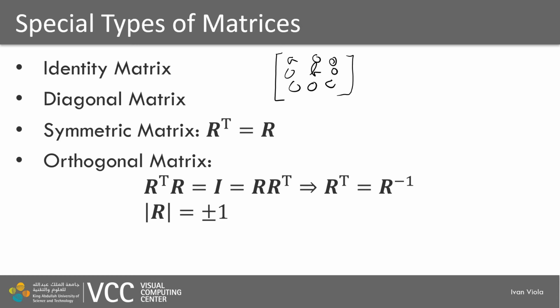The symmetric matrix will be a matrix where the transpose of the matrix is the same as the matrix itself. So we will have some values on the diagonal, and then this value will be the same as this value, and this value will be the same as this value.